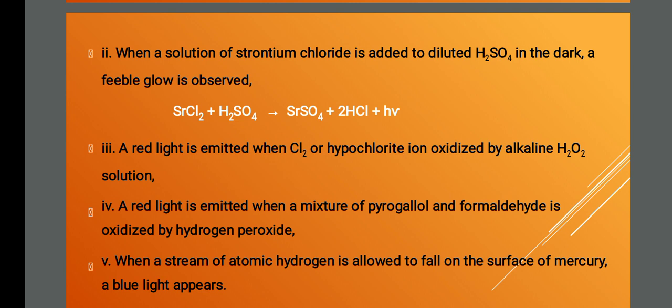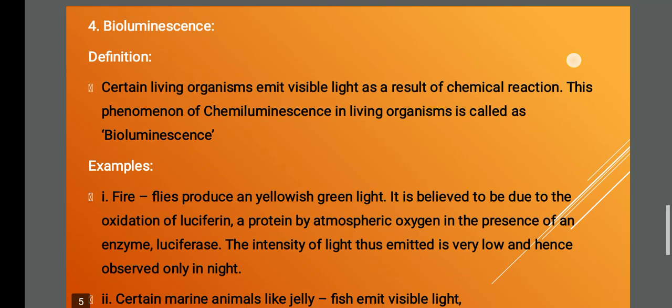The next one we are going to see is bioluminescence. From the word itself you can understand that bioluminescence is also a chemical reaction taking place in a living organism. A chemical reaction taking place in a living organism emits light, and this phenomenon we call bioluminescence. Certain living organisms undergo chemical reaction within the body and light is being emitted. Since the phenomenon is taking place in living organisms, we call the phenomenon bioluminescence.